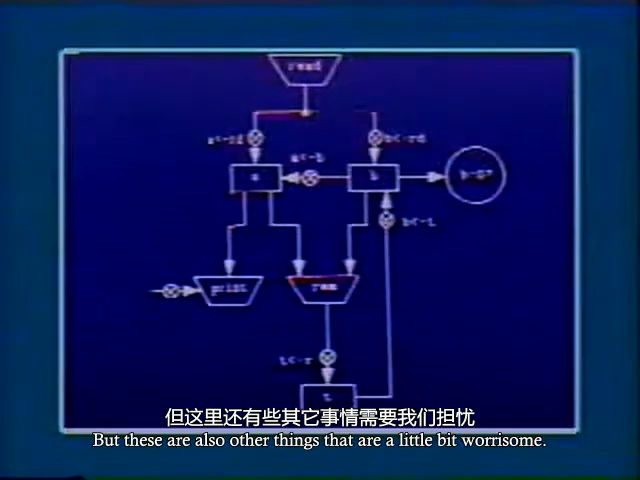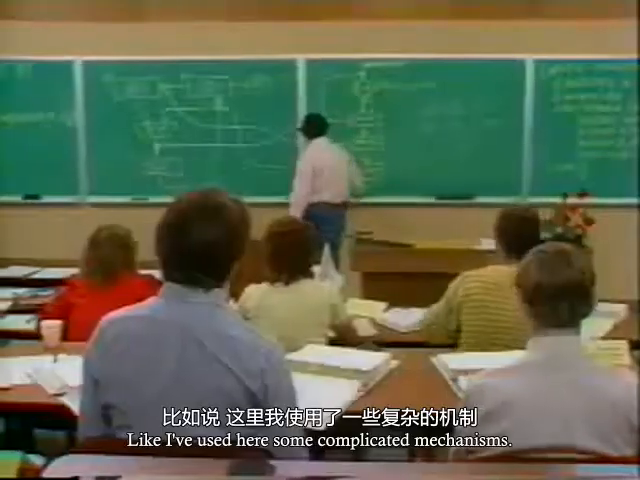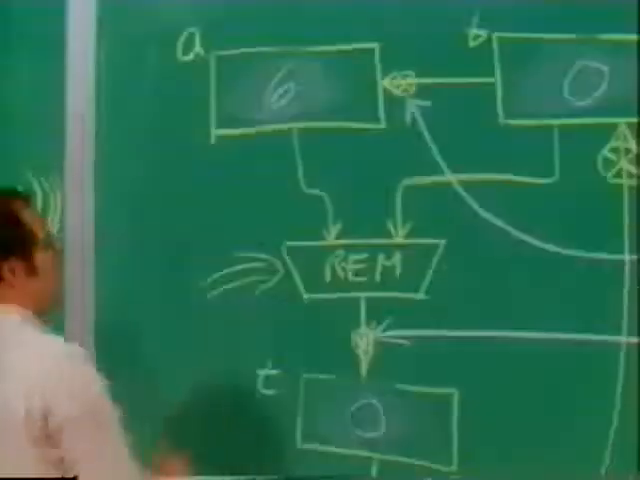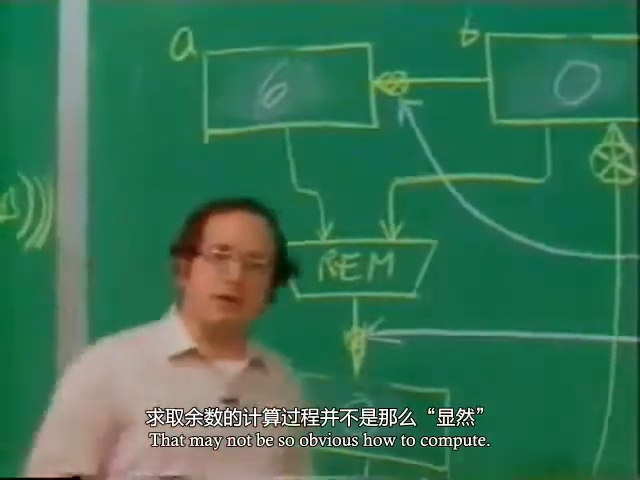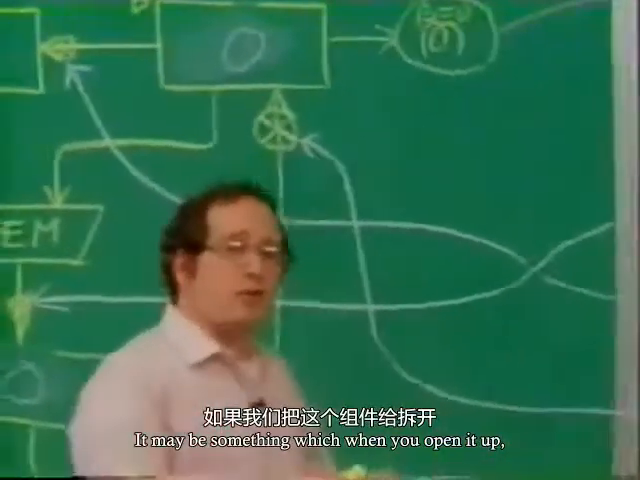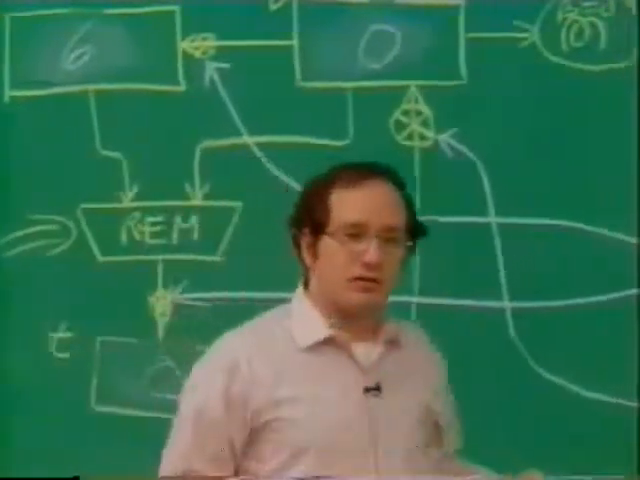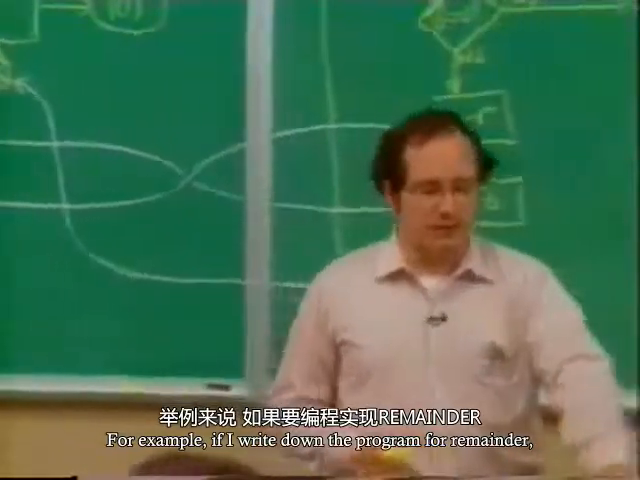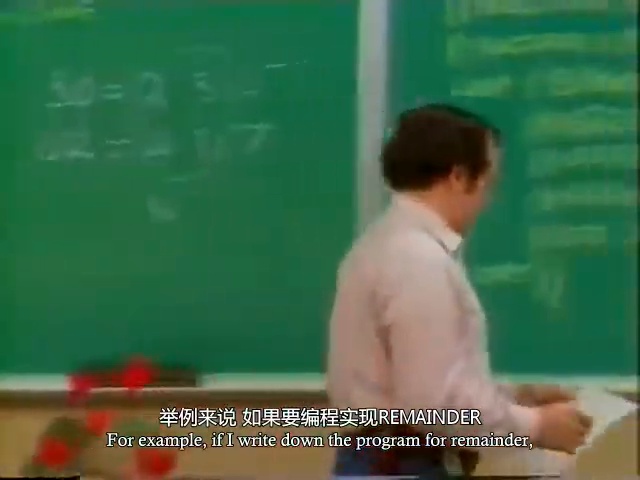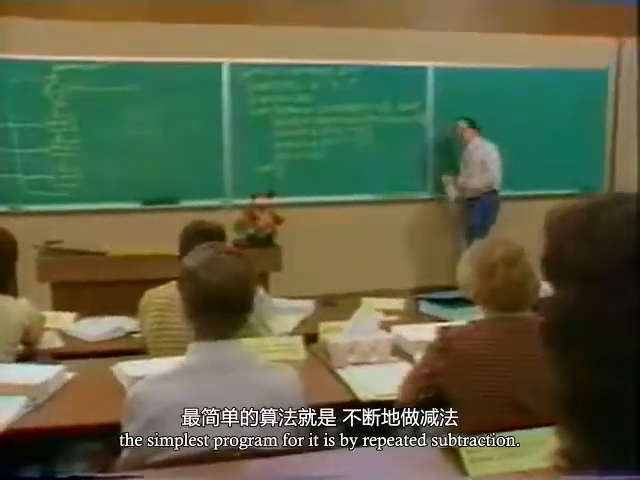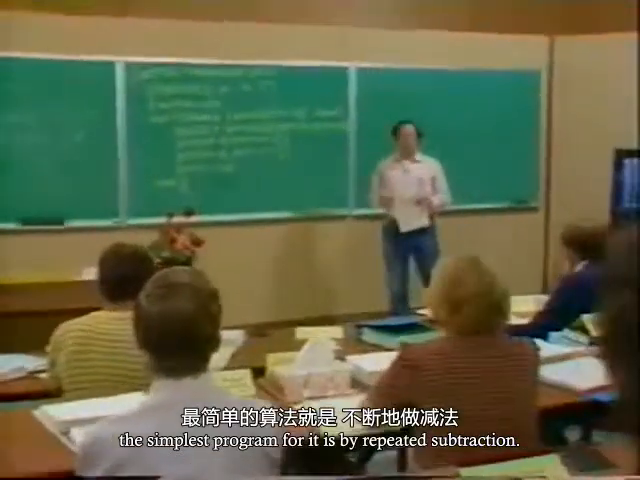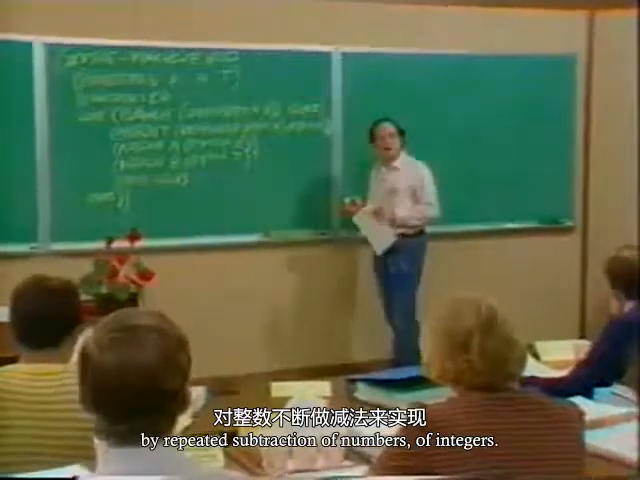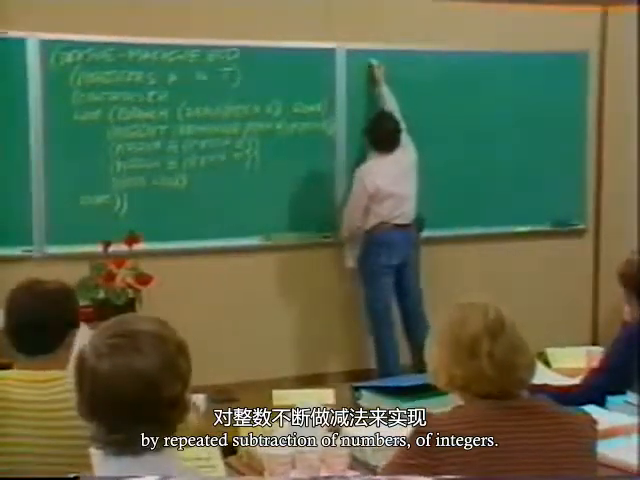So that's one sort of thing you might want to have. But there are also other things that are a little bit worrisome. Like I've used here some complicated mechanisms. What you see here is remainder. What is that? I mean, that may not be so obvious how to compute. It may be something which, when you open it up, you get a whole machine. Okay? In fact, that's true. For example, if I write down the program for remainder, the simplest program for it is by repeated subtraction. Because, of course, division can be done by repeated subtraction of numbers, of integers.